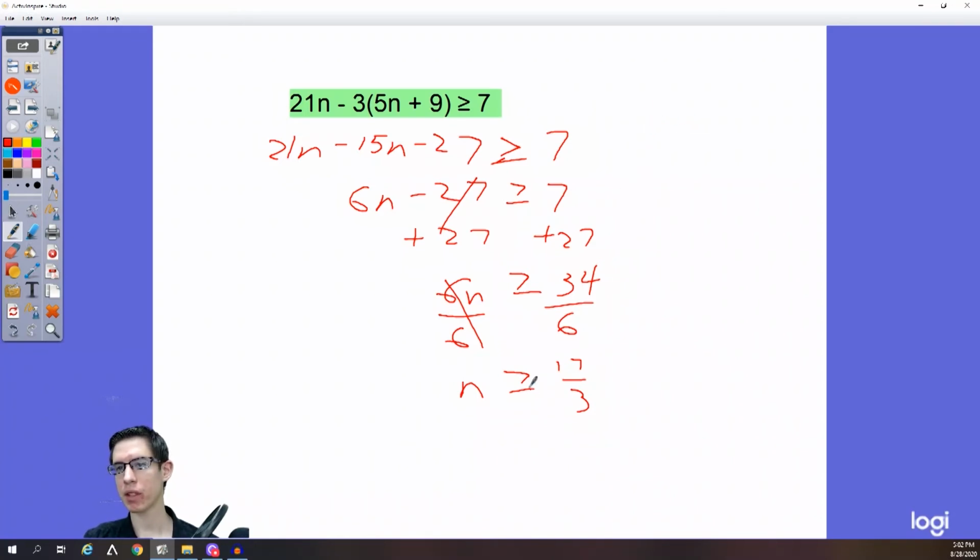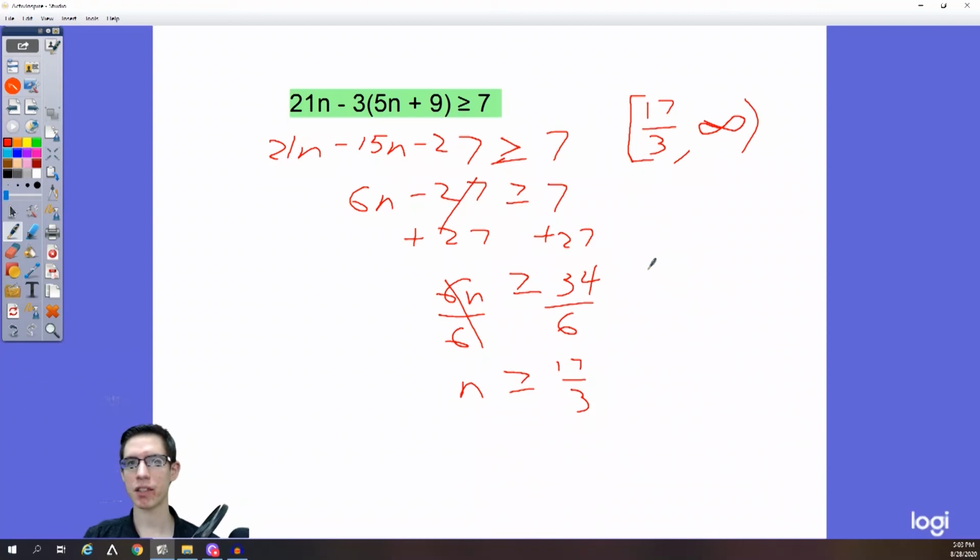Once again, we'll start with the interval notation. It's going to be 17 over 3 with a bracket around it because we've got that greater than or equal to symbol. And then because it's greater than, that means that to the right, I'm going to have positive infinity, parentheses. Okay? Infinity always gets parentheses. 17 thirds, because it's equal to, gets a bracket.